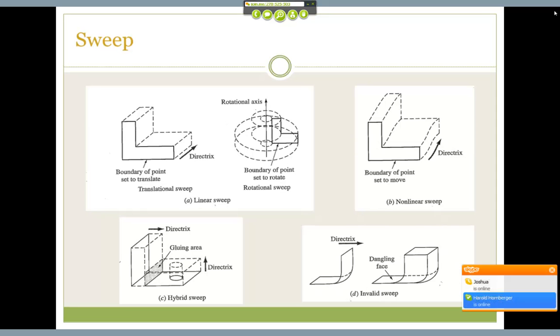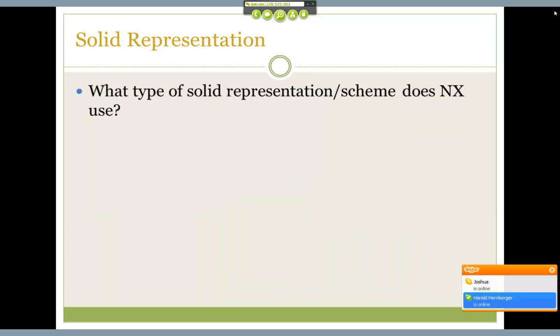Okay? And non-manifold geometries is where you have surfaces that become a singularity or become so thin that they can't be represented by having any material or any volume inside of them. Okay? So the question is, what type of solid representation scheme does NX use?